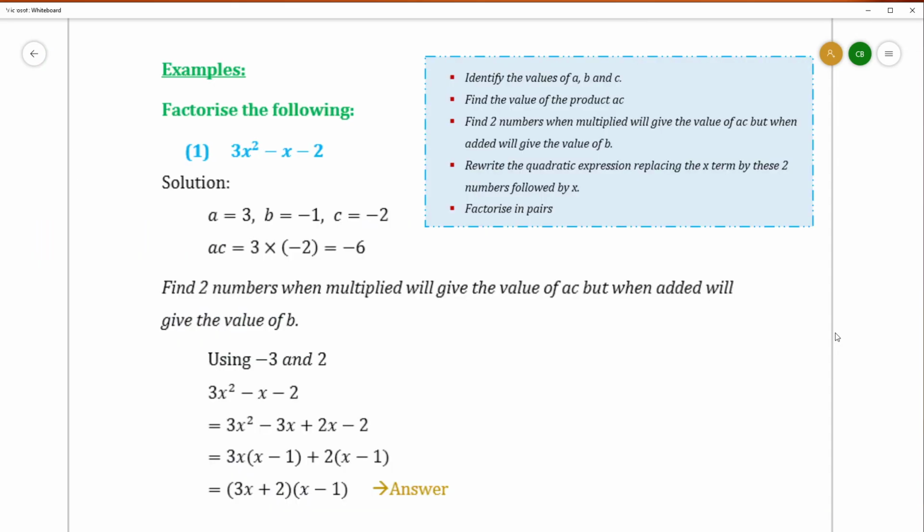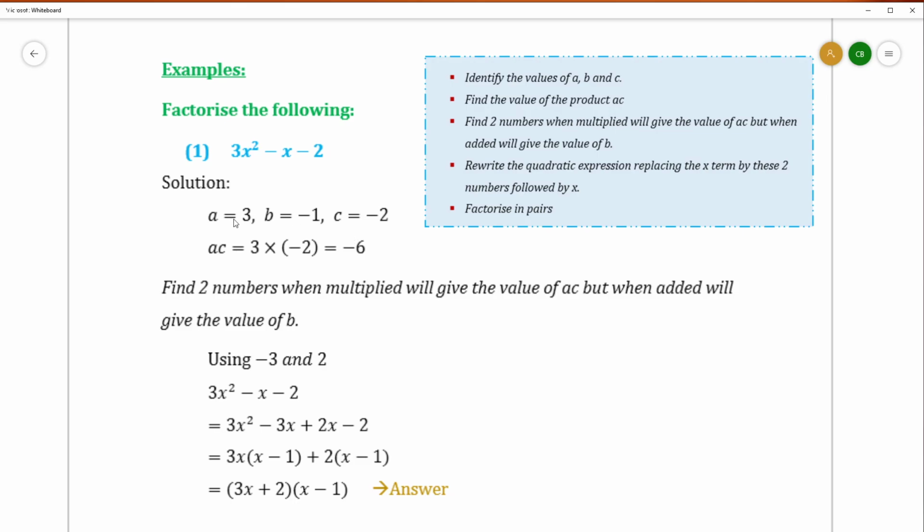Alright, let's look at our first example. Factorize the following: 3x squared minus x minus 2. So following our steps, the first step is to identify the values of a, b, and c. So from our expression, we have a is the number in front of x squared, which is 3, b is the number in front of x, which is minus 1, and c is the constant value, minus 2.